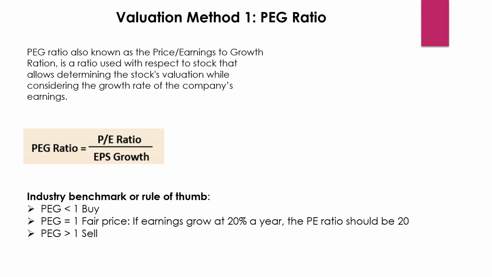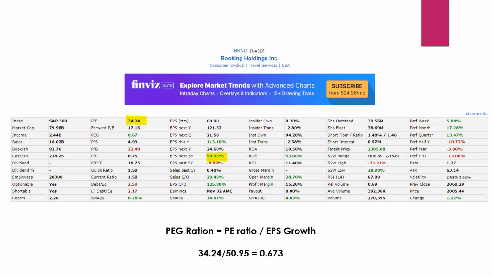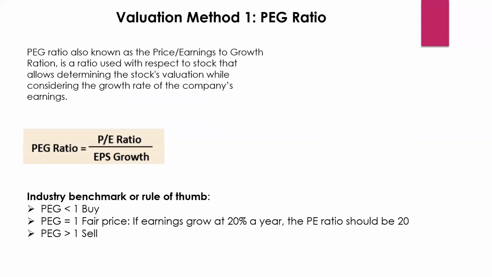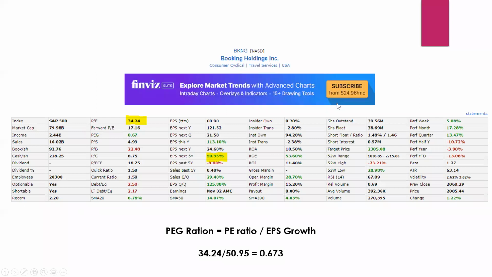Now let's look at the P ratio. We don't even need to calculate it. That's why I did not put the formula here, because on Finviz the PE ratio is already calculated. But as I was saying, we get the PE ratio by dividing the share price by EPS. So EPS is already here. If you divide the Booking stock share price by EPS, we get this PE ratio.